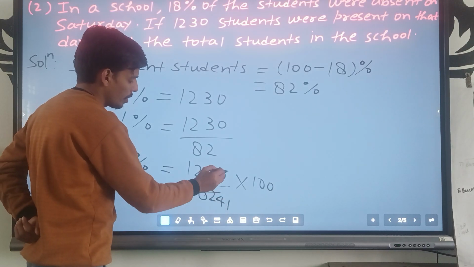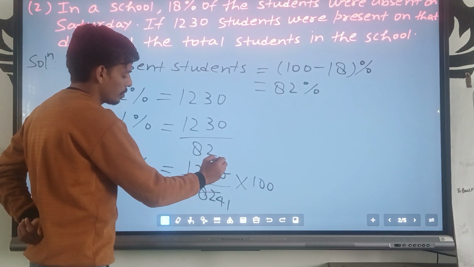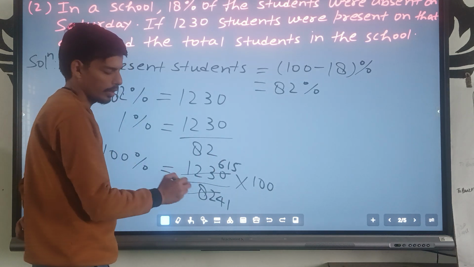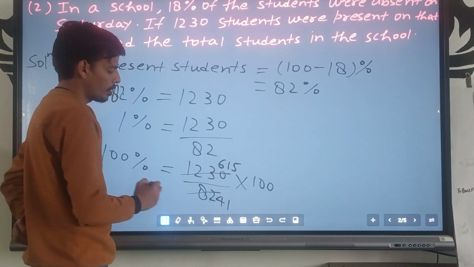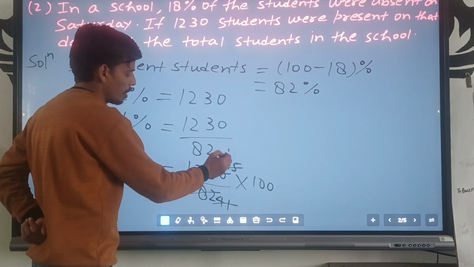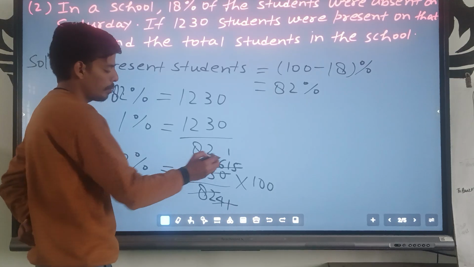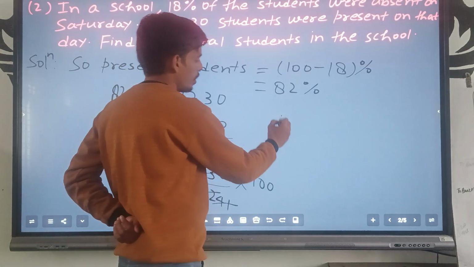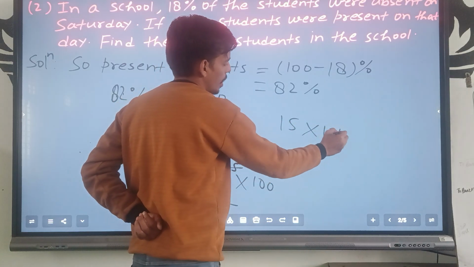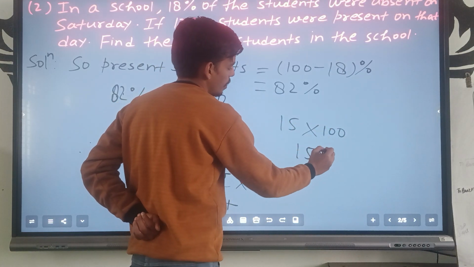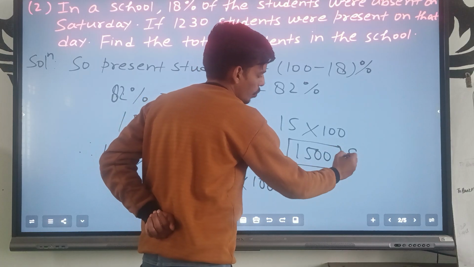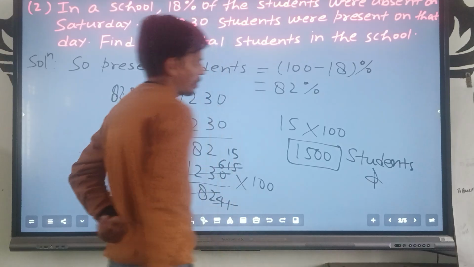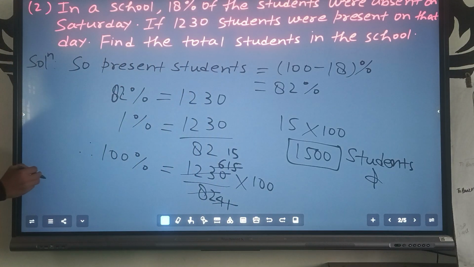41 into 82, and after dividing by 2, 6 2s are 12, 2 1s are 2, 10, 2 5s are 10. This number is divisible by 41. 41 1s are 41, 205, 41 5s are 205. So 15 into 100, and this is equal to 1500. This is the number of total students in the school, 1500 students.